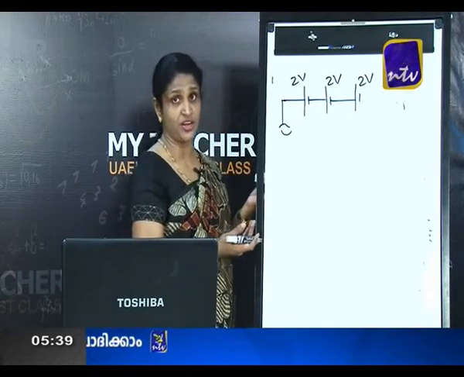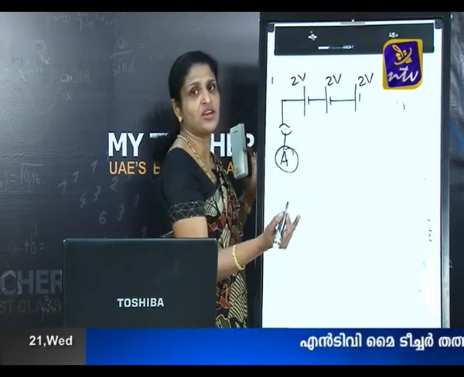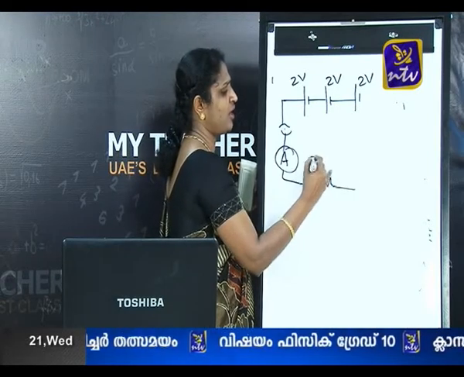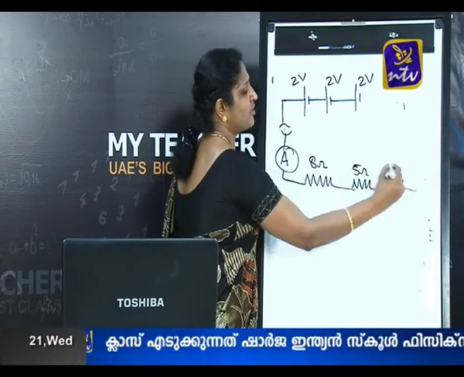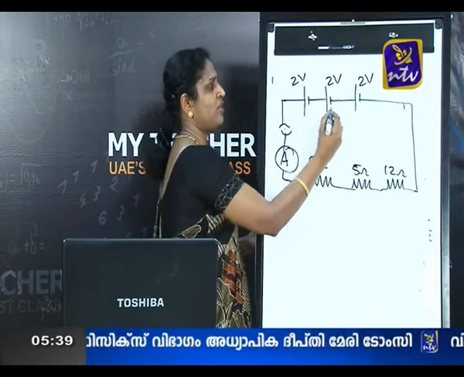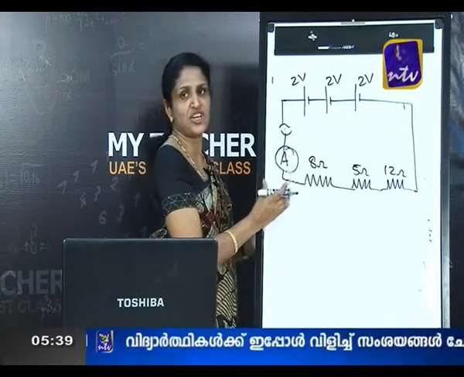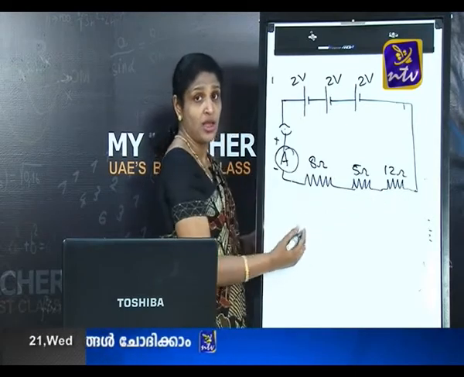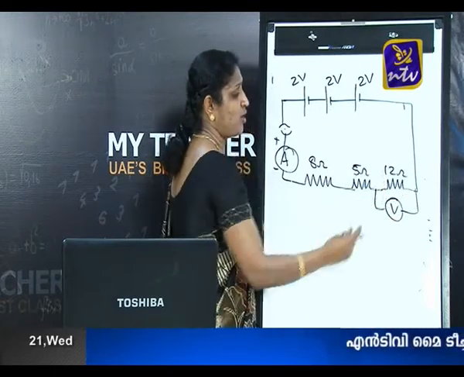A key should be connected in series, and then you have an ammeter to measure the current through all the resistors, and we have to connect 3 resistors in series: 8 ohm, 5 ohm and 12 ohm. So, we have connected as per the question 3 cells in series, each having 2 volt, an ammeter to measure the current, 3 resistors 8 ohm, 5 ohm and 12 ohm in series, and then we are asked to measure the potential difference across only the 12 ohm.